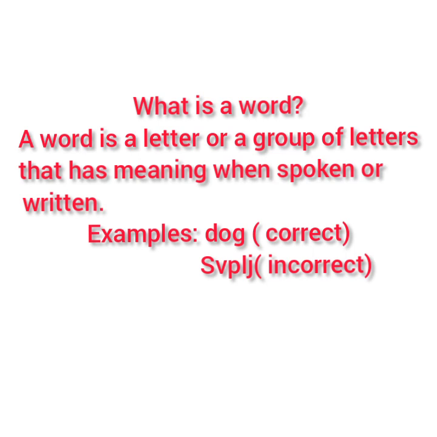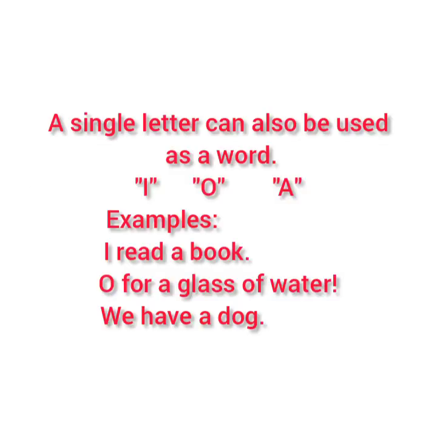But the other example, SVPLZ. This is a group of letters, but it has no meaning, so we cannot accept it as a word. A single letter can also be used as a word. Such letters are I, O, A. We'll see how each letter is used as a word in a sentence through some examples.